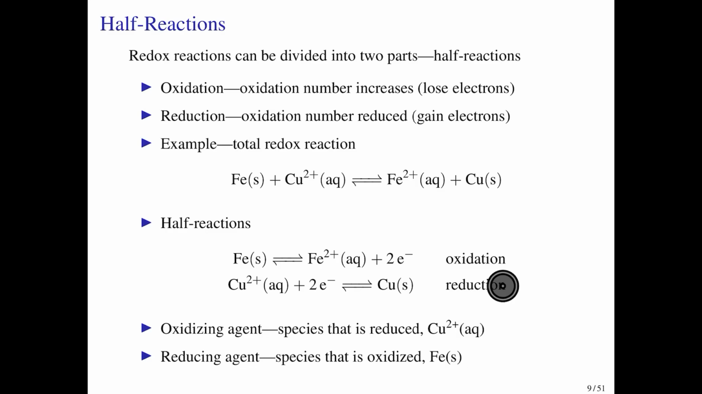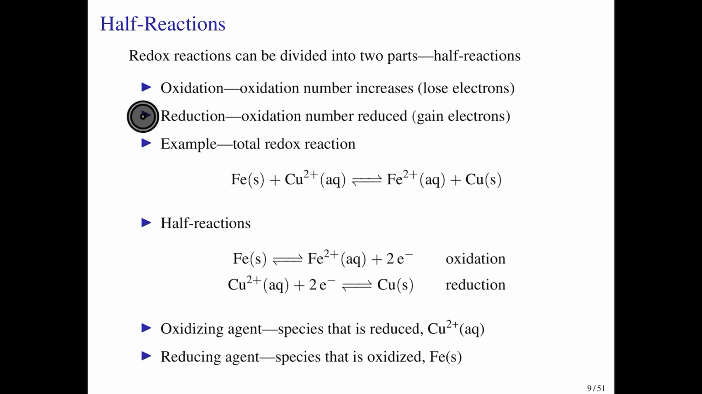Okay guys, in this next video we're going to talk about another concept in electrochemistry called half reactions. The idea here is that a redox reaction can, at least conceptually, if not physically, be divided into two parts, which we call the half reactions. The oxidation part of the redox reaction involves a species where the oxidation number increases due to the fact that it loses electrons.